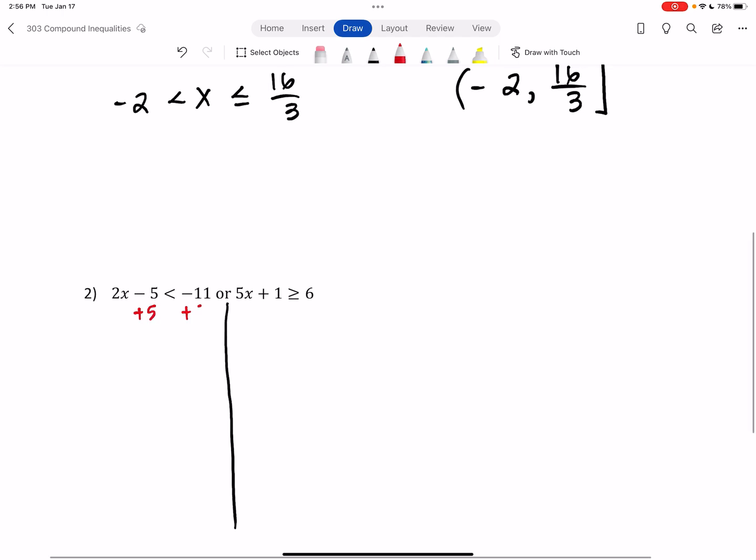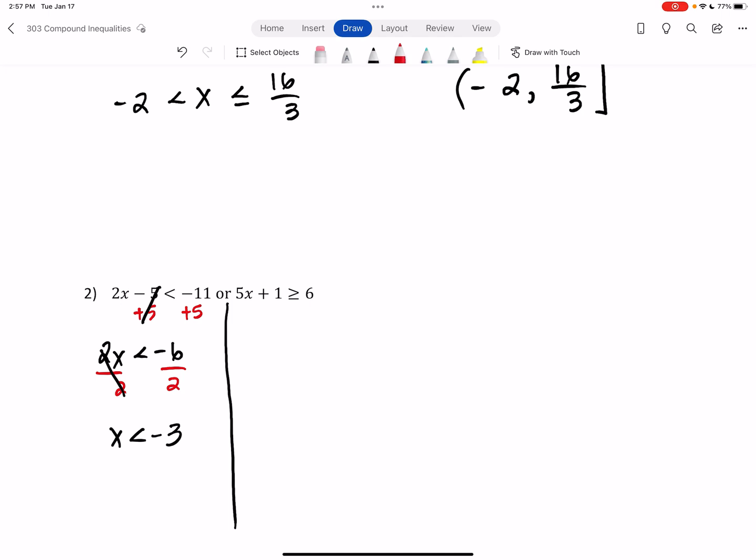Add 5 to both sides. So 2x less than negative 6. I'm trying to solve for x, so divide by 2. X less than negative 3. Remember, you only flip the inequality if the number you divide by is negative. So since I was dividing by a positive 2, I don't need to switch anything.